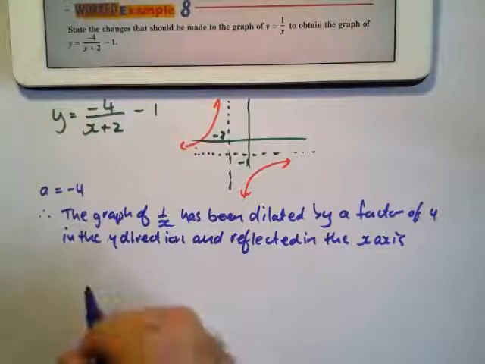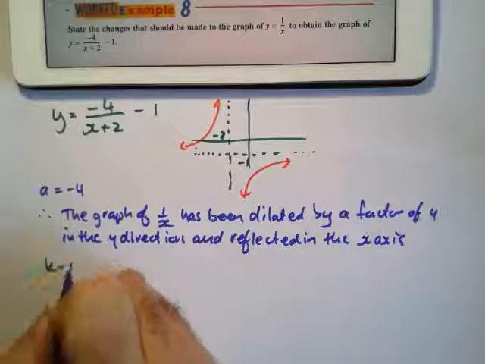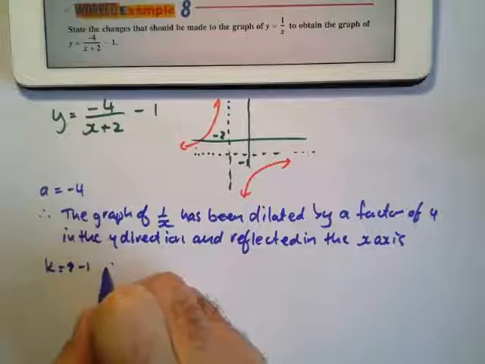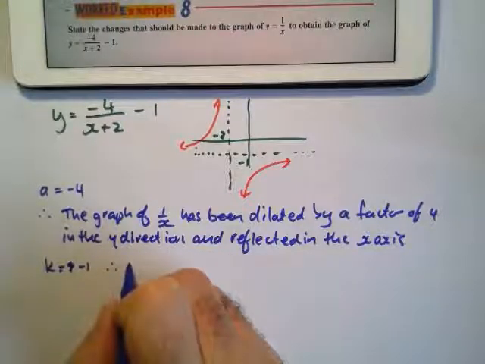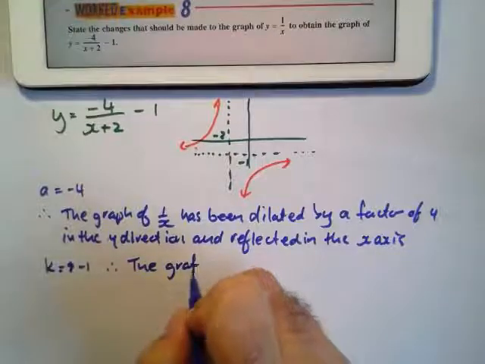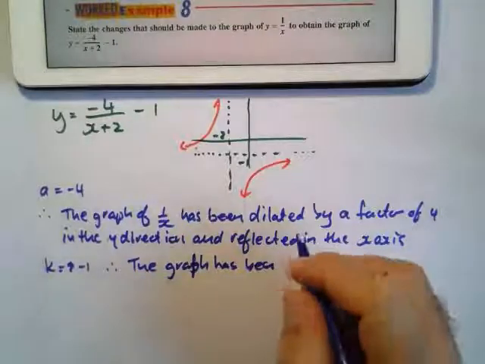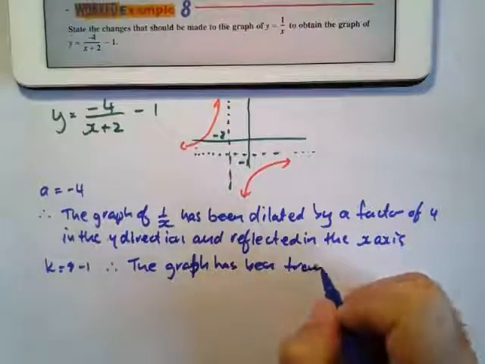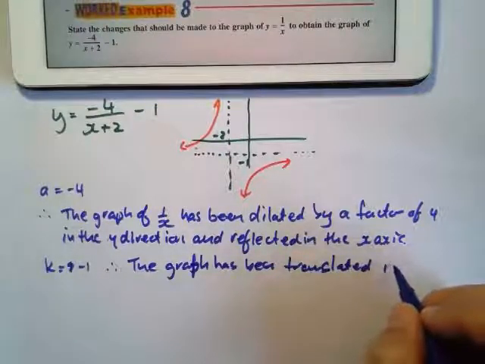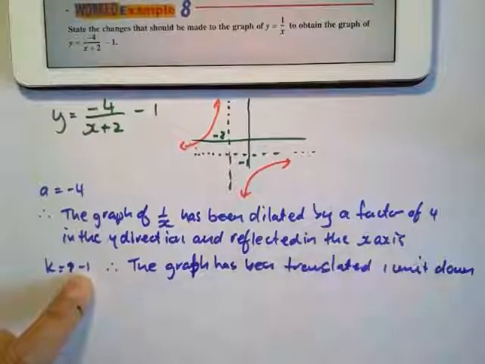I can also say that k equals -1. K equals -1. Therefore, the graph has shifted. The graph has been translated 1 unit, and because it's negative, it's 1 unit down.